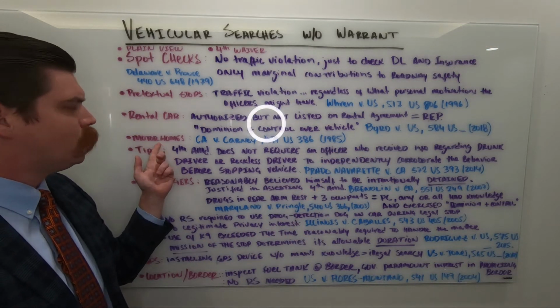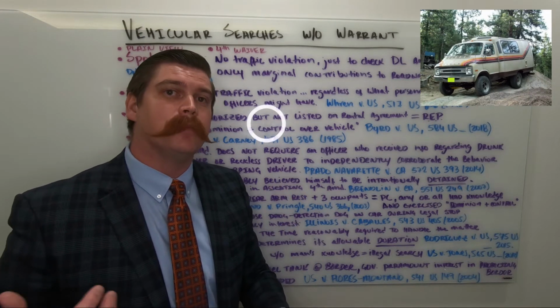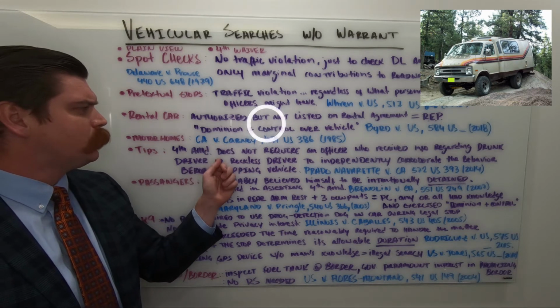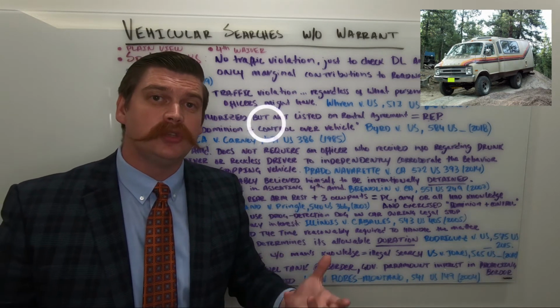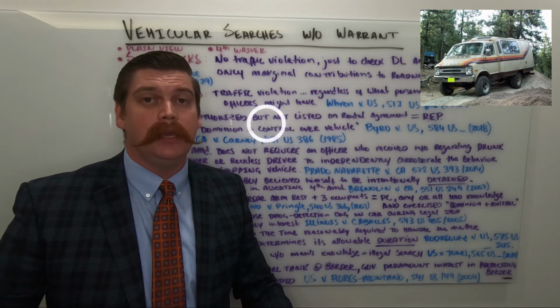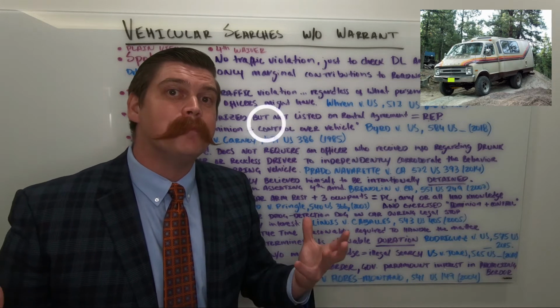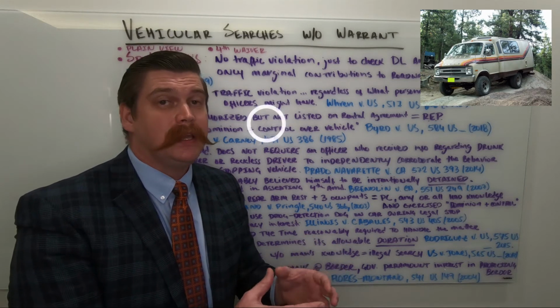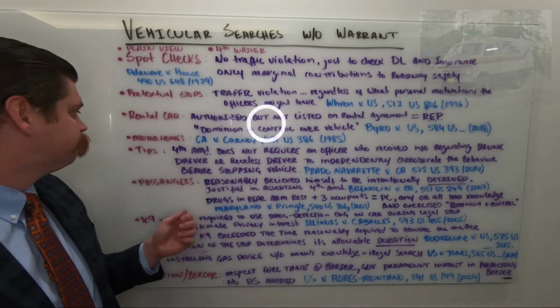Moving on to motorhomes. I have a bunch of videos dealing with motorhomes. One of the more notable ones is California versus Carney, a 1985 case. I encourage you to look that case up if you're dealing with automobiles, but really motorhomes. That's a special category of automobiles, and there's special rules involved with motorhomes.